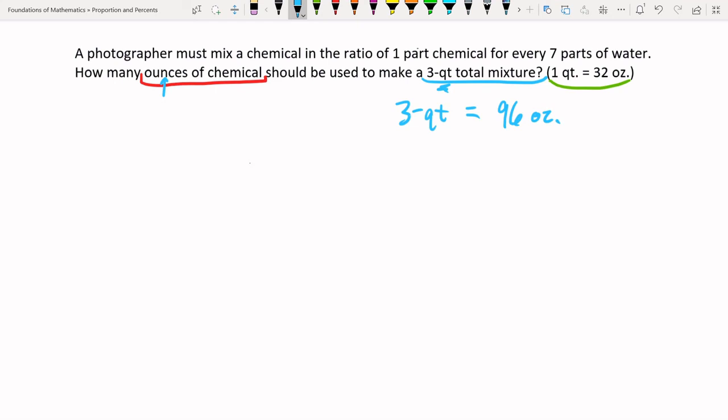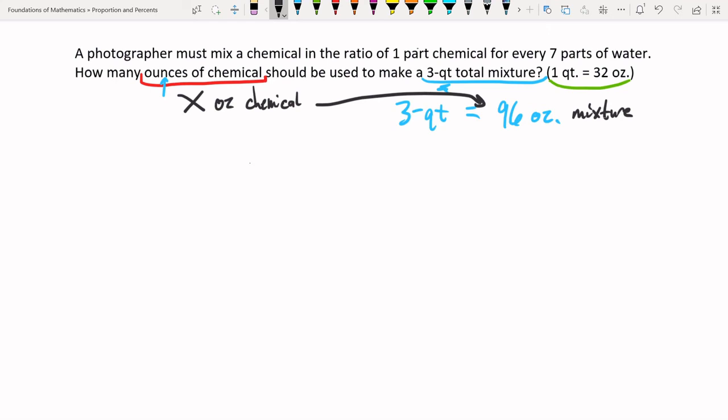So how many ounces of chemical should be used to make a 96 ounce total mixture? How many ounces of chemical? Just so you know, that's what we're looking for. So this is going to be our x. X ounces of chemical goes to 96 ounces of total mixture. So we have one side of the fractions. X ounces chemical goes to 96 ounces mixture.